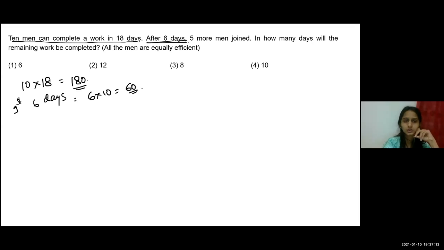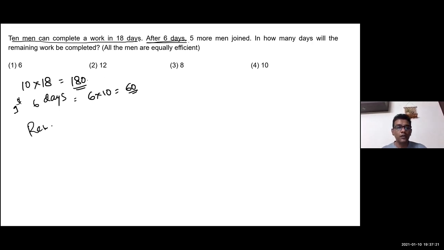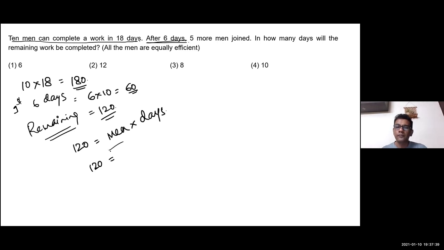60. What was the work that you were supposed to do? 180. But you have already done 60. So what is your remaining work? 120. 120 is your remaining work. Now this 120 remaining work is supposed to be done by men into days, correct? Now I need to figure out, so how many men do you have in your hand? You initially had 10. And now you have 5 more men joining. So what is the total number of people in your hand now?